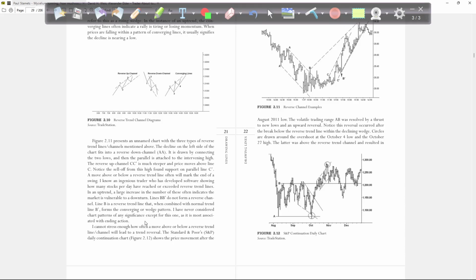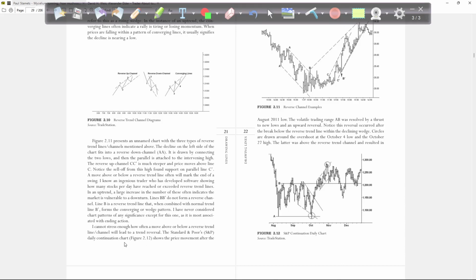I have never considered chart patterns of any significance except for this one, as it is most associated with ending action. I cannot stress enough how often a move above or below a reverse trend line or channel will lead to a trend reversal.